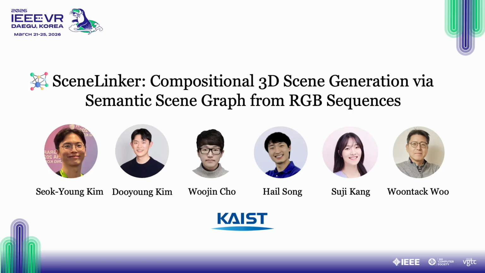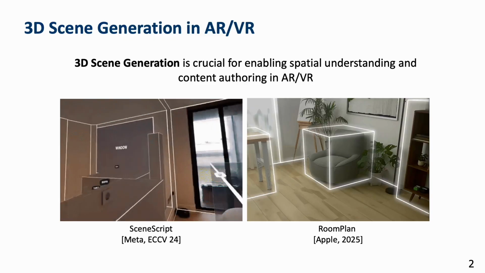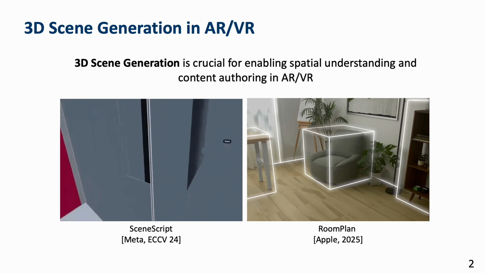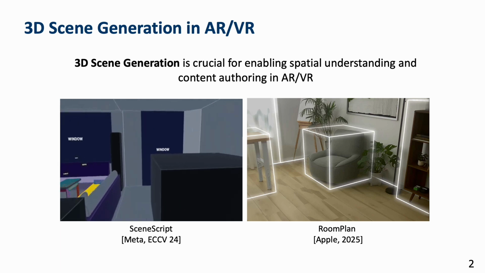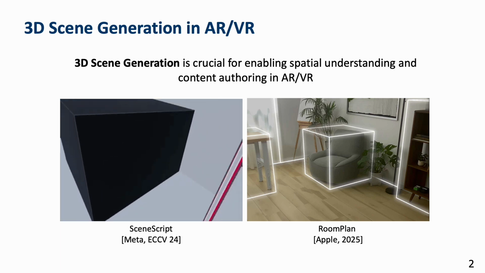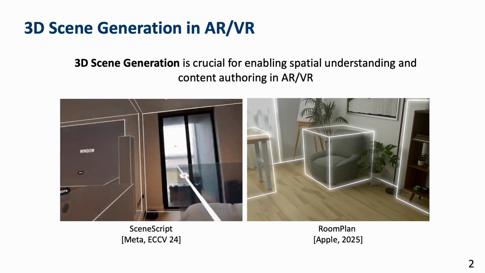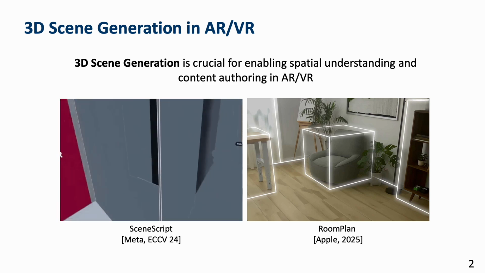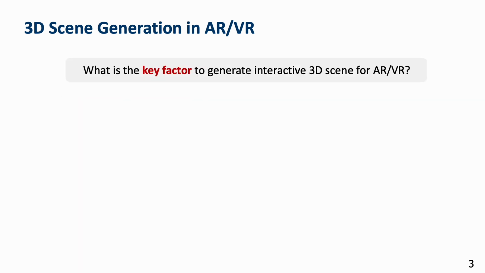We introduce SceneLinker, a novel framework that generates compositional 3D scenes via semantic scene graphs from RGB sequences. Recently, mixed reality systems such as Meta's SceneScript and Apple's RoomPlan have demonstrated how understanding user environments and generating 3D scenes can enable spatial awareness and content creation in AR/VR. Then what are the key elements required to create interactive 3D scenes for users in AR/VR environments?